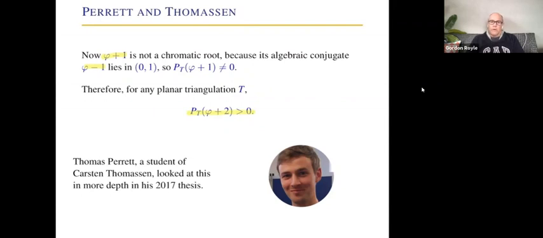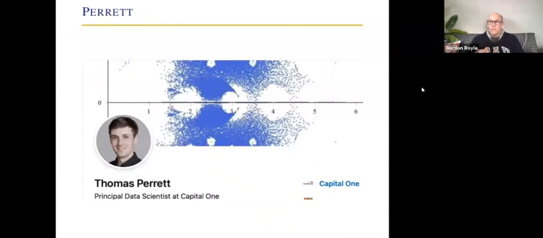Now, Thomas Perrott was a student of Carsten's. He looked at this in more depth in his thesis. I was hoping to lure him to Perth to work on chromatic roots, but he left academia and went to industry. But I just looked up his LinkedIn page a few days ago, and I suspect that he still sort of likes chromatic roots because that's his background, which we can recognize easily as essentially the same as that picture of chromatic roots of graphs of 9 vertices.